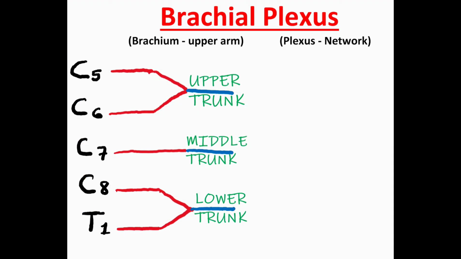Now after formation of the roots, we move to forming the trunks, and as we can see, we have formed three trunks. The names of the trunks are given as per the position. We combine the C5 and C6 roots and form the trunk which is on the upper side, so it is called the upper trunk. The C7 root continues as a trunk which is in the middle, so it is called the middle trunk, and the lower two roots, C8 and T1, combine to form a trunk which is the lower trunk. As I said earlier, the trunks are named as per the position.